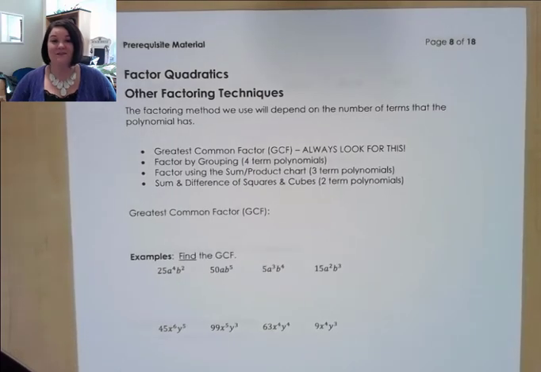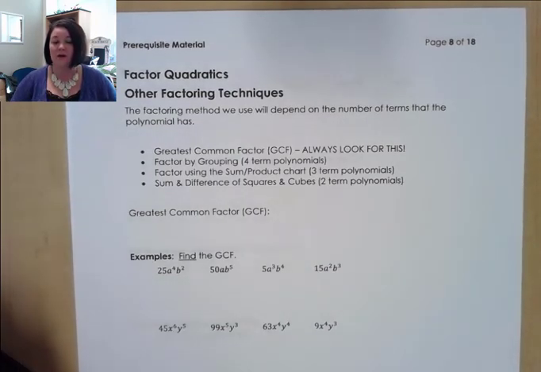Hey everyone. Okay, so we're moving further into Unit 1. This video is going to cover factoring quadratics and also other factoring techniques.